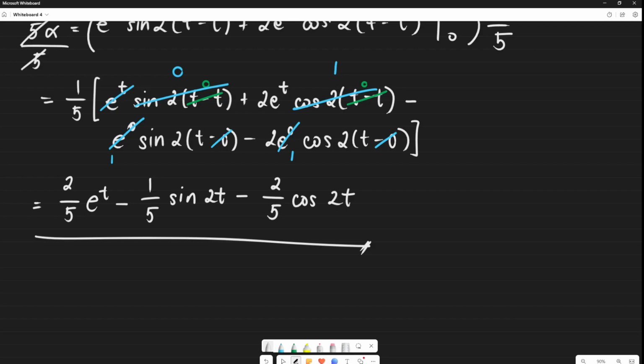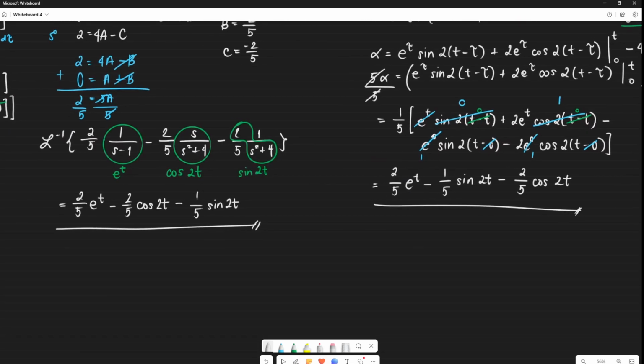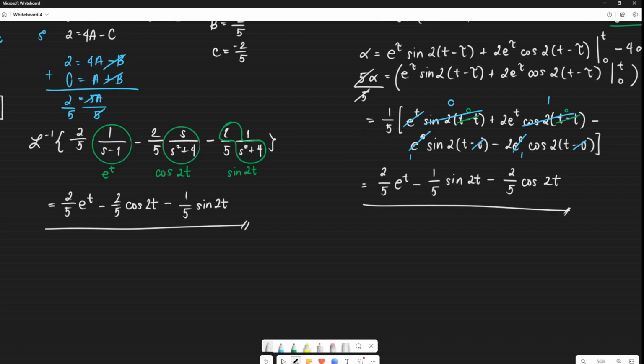Let us check if we arrived at the same answer as the previous one. Yes, we have the same answer. Only the arrangement is different, but there is no problem with that. So they are equal.